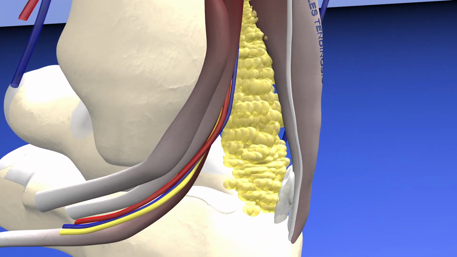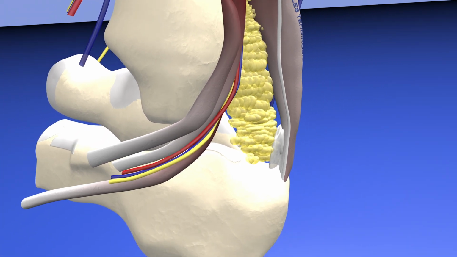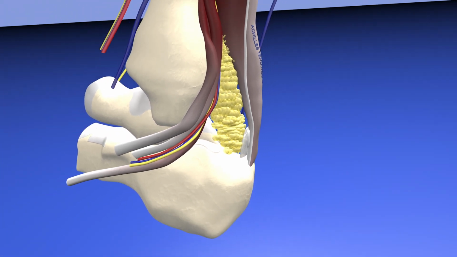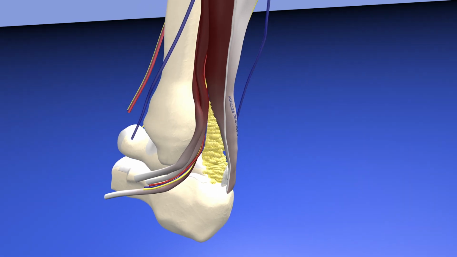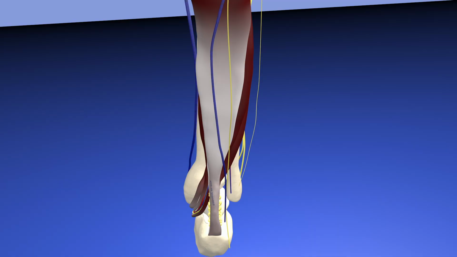And again, here we're focusing on the tibialis posterior tendon, flexor digitorum longus, and flexor hallucis longus tendons with the tibial nerve and posterior tibial artery and vein between the flexor digitorum longus tendon and the flexor hallucis longus tendon. And here we are zooming out.